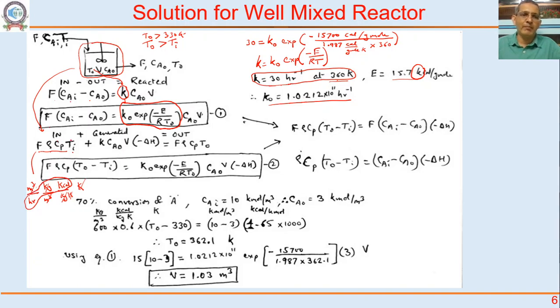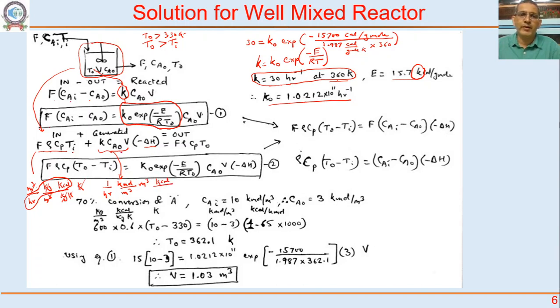Okay, enthalpy in plus whatever enthalpy is generated. What is the enthalpy generated? It is the rate, how many moles react per unit time, the rate of reaction, multiplied by the heat of reaction. So K Ca naught into V. Recall, now this is K Ca naught into V. What are the units of K Ca naught into V? K has units of 1 per hour, Ca naught kilomoles per meter cube, V meter cube, delta H kilocalories per gram mole.